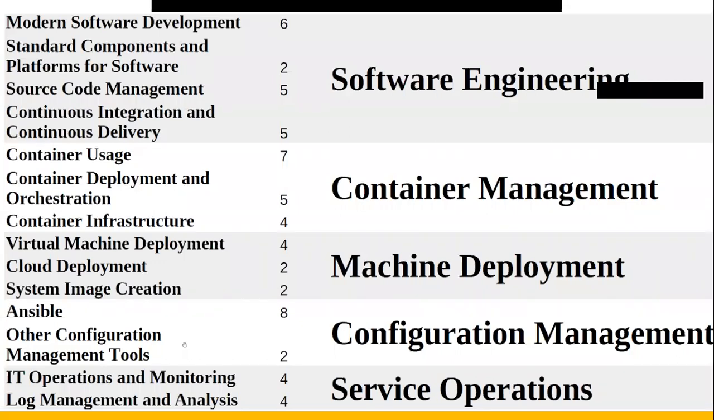So one thing you might notice just quickly scanning down the weights is one area in particular stands out, that's Ansible. Ansible has the highest weight. Second highest weight is container usage. So launching containers with Docker and configuring the VMs that those containers will run on with Ansible. Those are things you should start on.